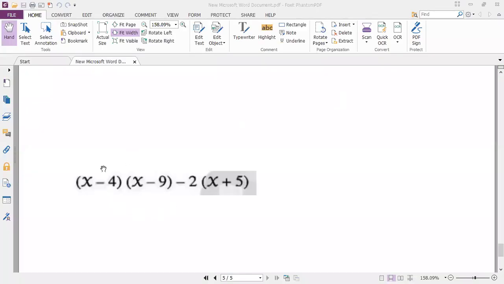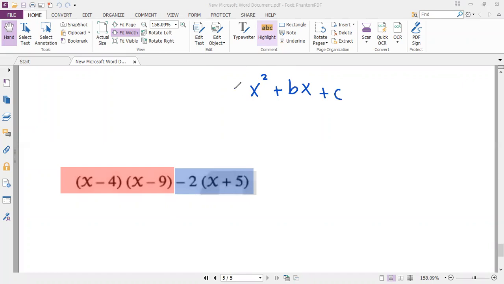Here in this example, we have x minus 4 multiplied by x minus 9. We deal with it as one term. So we have here a term x minus 4 multiplied by x minus 9. Here it's one term. And -2 multiplied by x plus 5. This is the second term. As you observe here, this expression is not written in the form x squared plus bx plus c. How can we write it in this form?